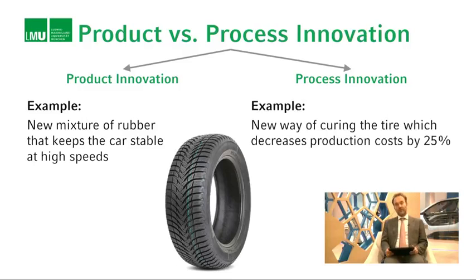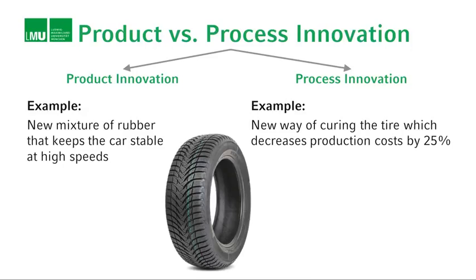A process innovation would be about finding a new way of curing the tire, which decreases the production cost by 25%. So recall, this is exactly the same product. It's the same tire, but it's produced at a lower cost, right? So that's going to lead to a decrease in the overall price charged, possibly also to an increase in profits and to an increase in market share. So product and process innovation is one important distinction.